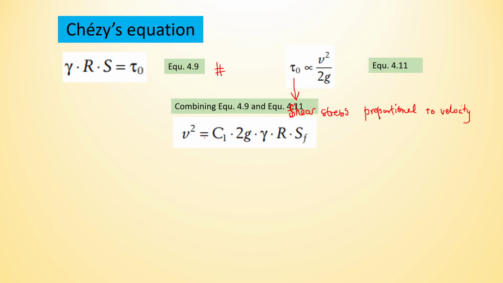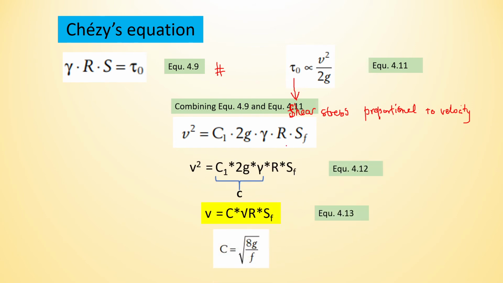V to the power of 2 is equal to C times 2g times unit weight times hydraulic radius times friction slope. This part of the equation is considered as C, a constant. From here you multiply by R and SF, and then if you square root this V, finally you get this equation, and this equation is Chezy's equation.